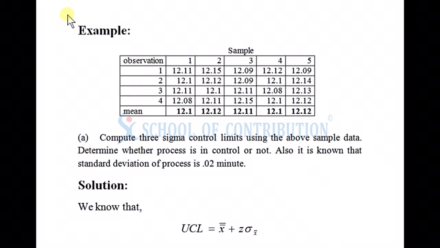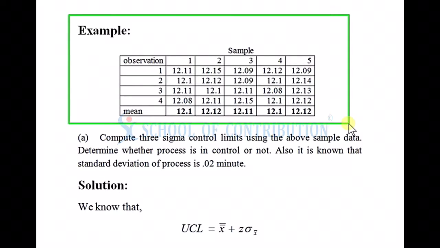Now we are going to apply the mean chart using the following example. This example says that we have 5 samples: first sample, second sample, third sample, fourth sample, and fifth sample. Then we have 4 observations in each sample, and we also have the first sample mean, second sample mean, third sample mean, fourth sample mean, and fifth sample mean.